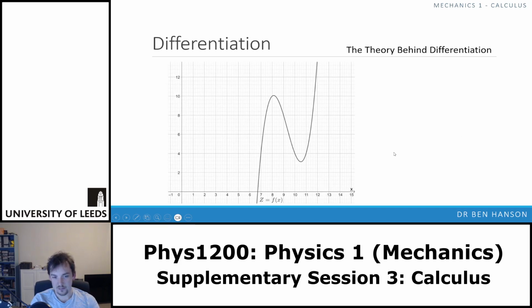Here's a graph. Could be any graph, right? It looks something like an x cubed graph. It's got one up and one down. But in principle, it could be absolutely anything. And at the bottom there, you can see I've called this function z. And I'm saying that z is a function of x. Okay? So that's function notation down there. Z is equal to a function of x, which means that we can put x into this function and get out some z.